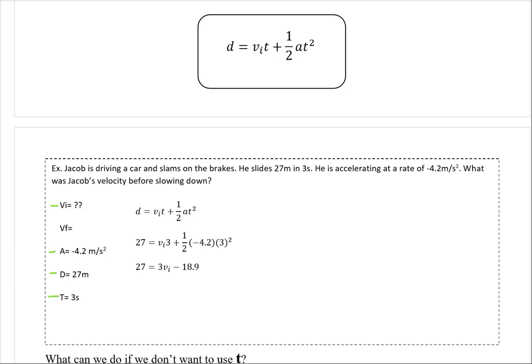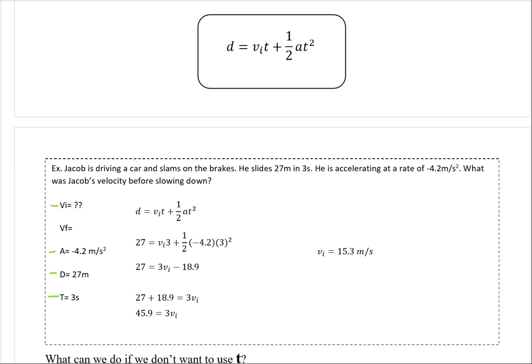So do a little algebra. I want to isolate for VI, so I move everything else over. That negative 18.9, when it comes across to the other side, becomes positive 18.9. Do that addition there, and 27 plus 18.9 is going to be 45.9. That's equal to 3 VI, so divide both sides by 3, and this gives us our final answer. The initial velocity was 15.3 meters per second.